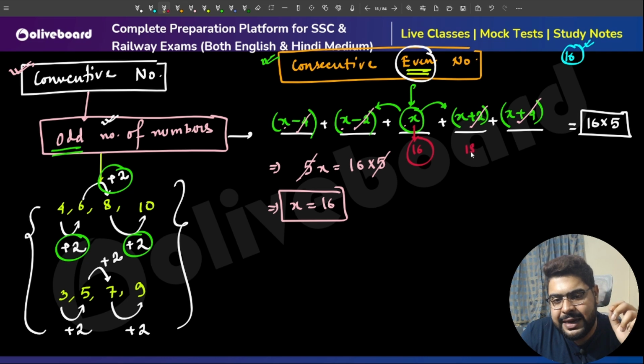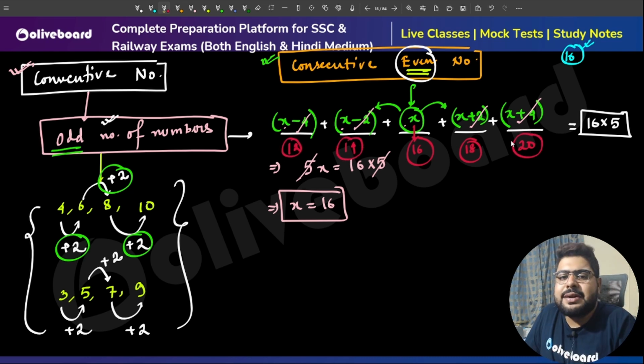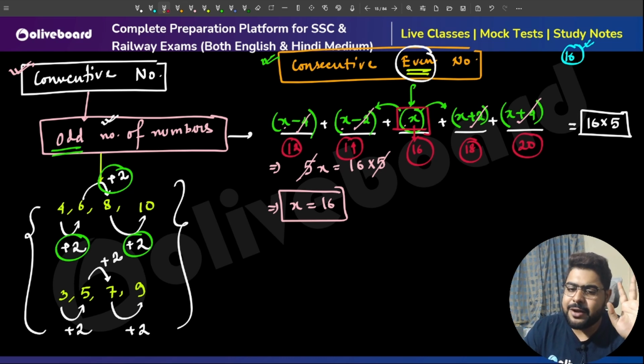So this will be 18, this will be 20, this will be 14, this will be 12. So what I'm trying to say, sir, is that all the numbers we can figure out very easily if we approach the question like this, from the middle part. This is one very simple thing that I was trying to convey to you. Now let's build from here. This is just a basic.